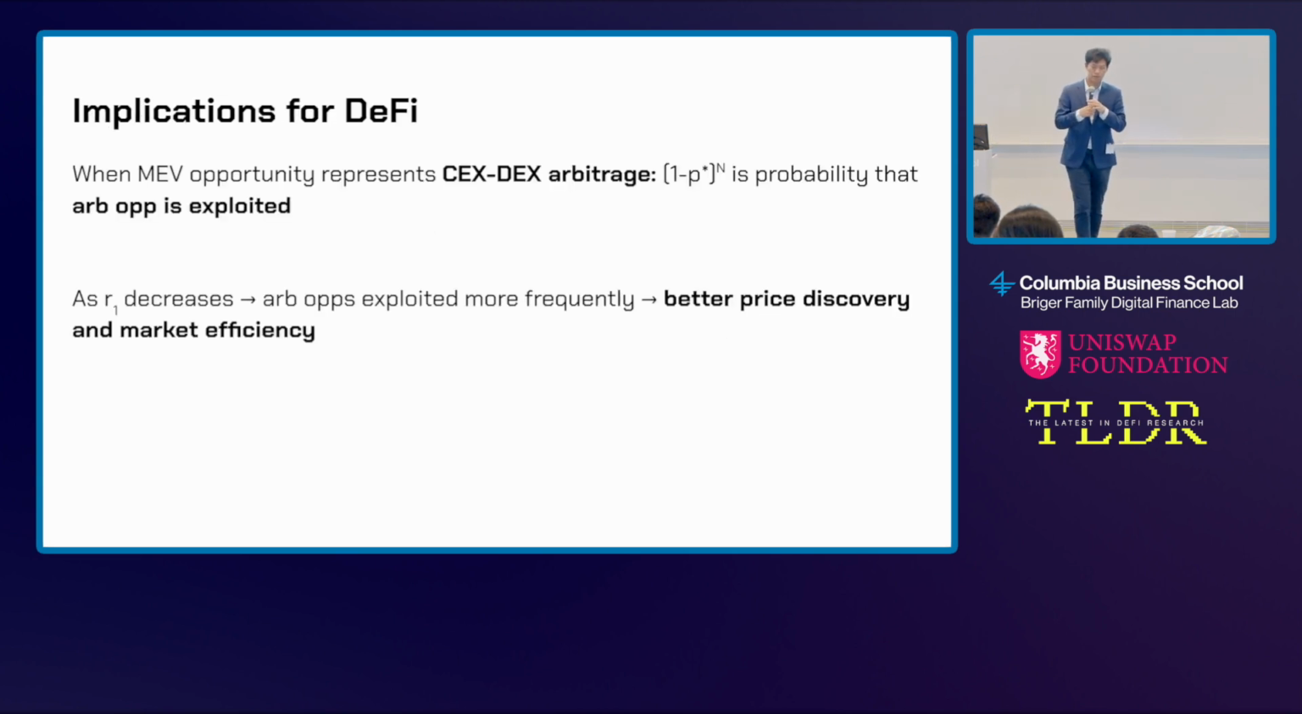Some implications for DeFi: when this MEV opportunity represents some type of arbitrage, then this term right here, 1 minus p-star, is the probability that this arbitrage opportunity is exploited by some user. So as R1 decreases, we can say that these arbitrage opportunities are exploited more frequently, which in turn implies better price discovery and market efficiency.